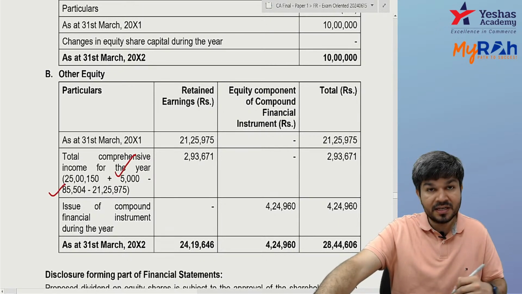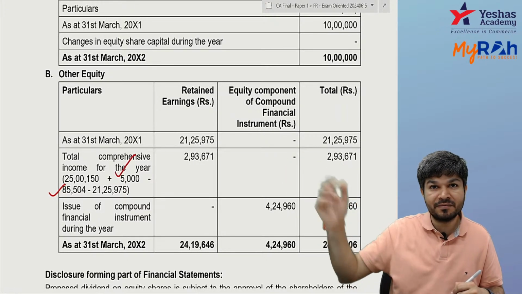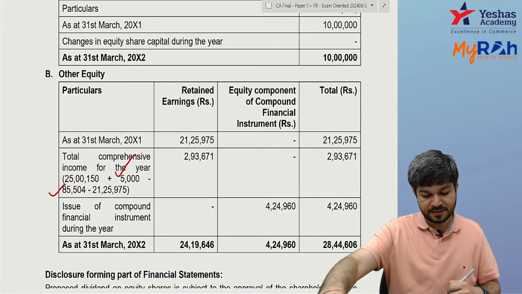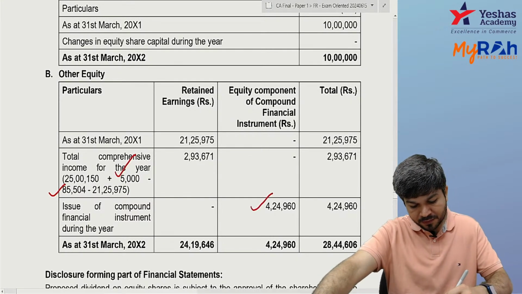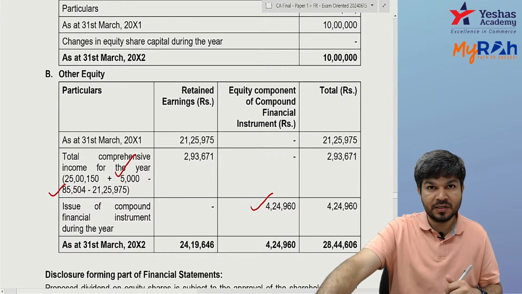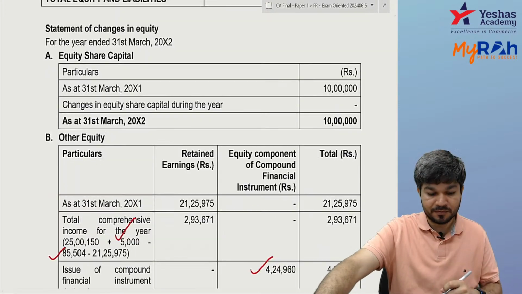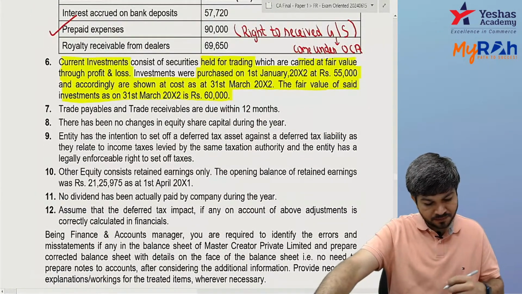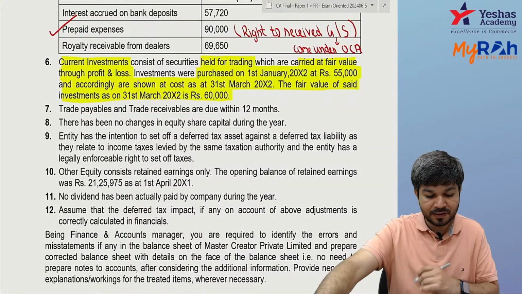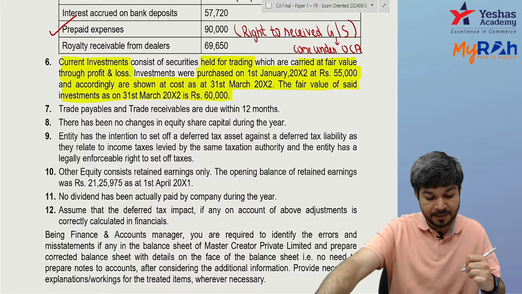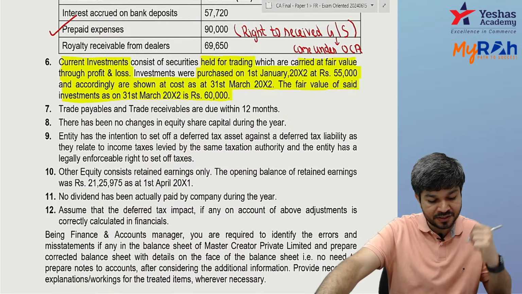Acha, this was the additional interest. Books mein interest was 512, but actually it should not be 512, it's 5975 something. The additional interest. ठीक है? And this is the equity component of compound financial instrument we already found. Now, next point, trade payables, creditors, trade payable and trade receivable are due within 12 months, fine. There is no change in equity share capital, fine. Company has intention to set off DTA, DTL, so DTA, DTL net should appear in balance sheet.